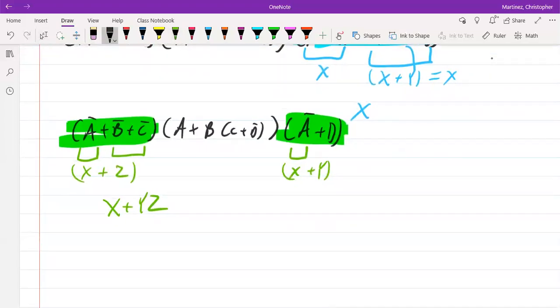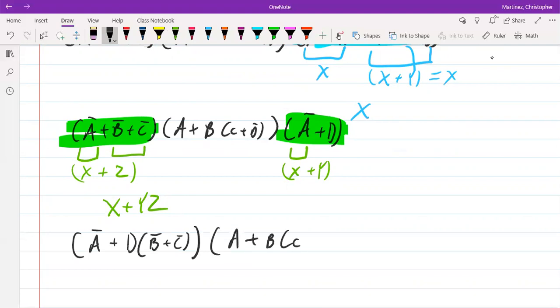All right, so let me substitute back in. What's my X? My X is A bar. What's my Y? My Y is D. What's my Z? That's B bar plus C bar. All right, now I'm down to two terms. So I'm making progress here.